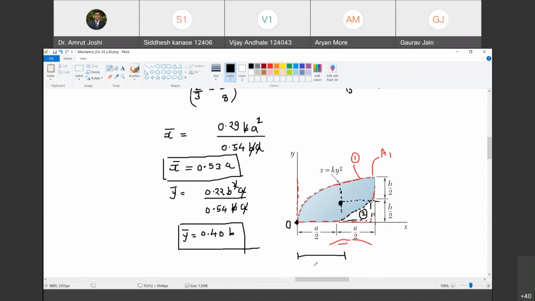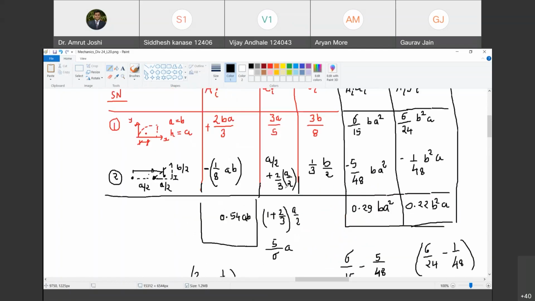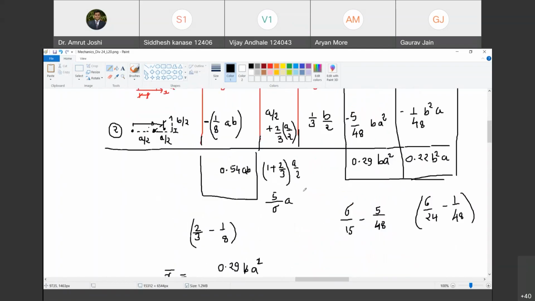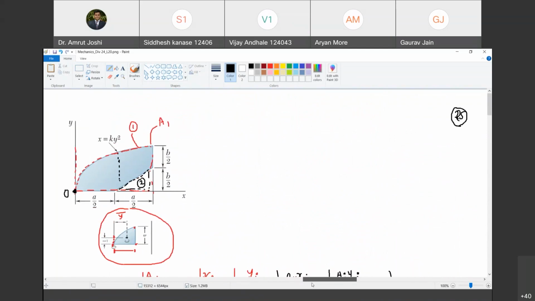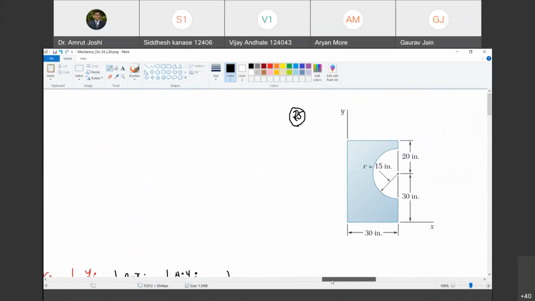This is 0.53A and this is 0.4B. Okay. I hope we have not made any error. I believe so. You can cross check, but I hope you have understood the process. Are you with me? Yes, sir.